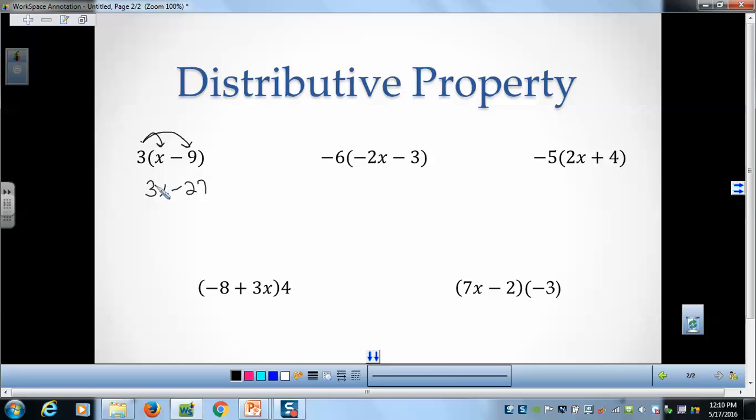But right now, this is an x term, a variable term, and this is a number term. Those are not like terms, and we'll talk a little bit more about like terms in the next lesson. So we can't combine them, and we're going to leave it as is. All right, let's look at our next example.